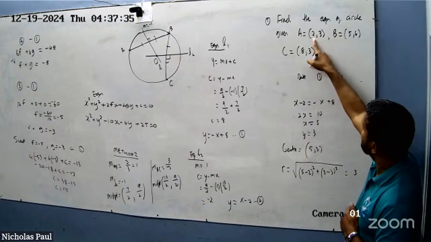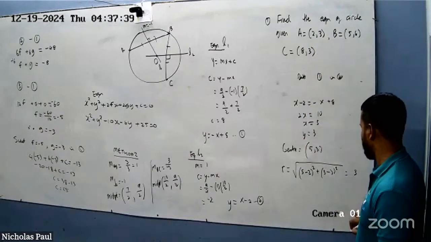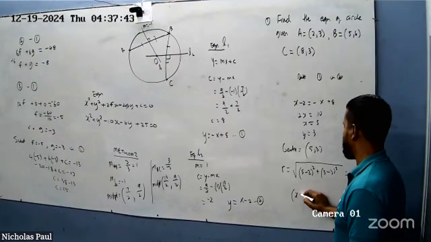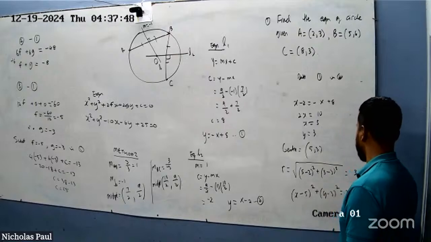5 minus 2, 3 minus 3. Right? So I got the radius to be 3. So the equation is (x minus 5) squared plus (y minus 3) squared is 3 squared.